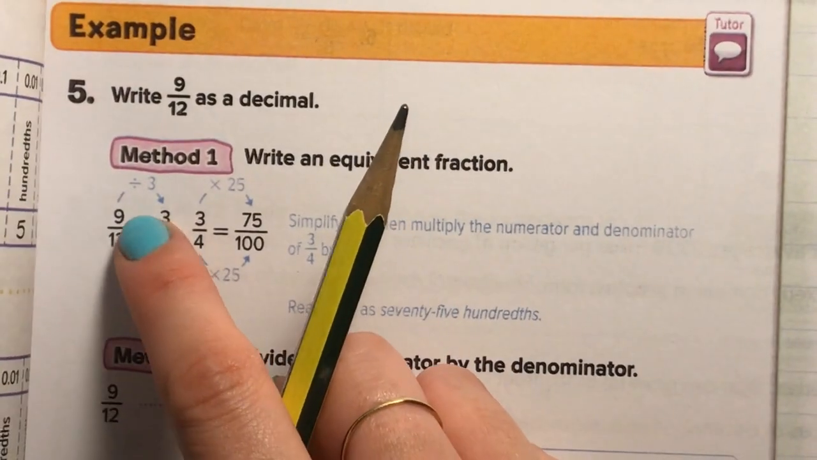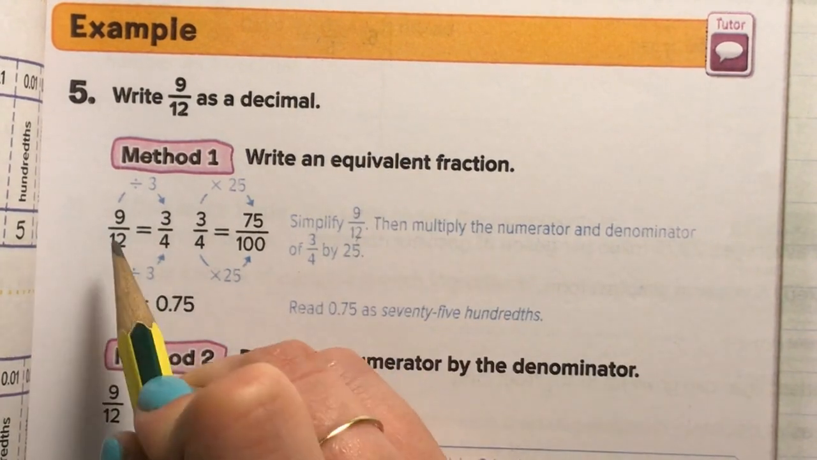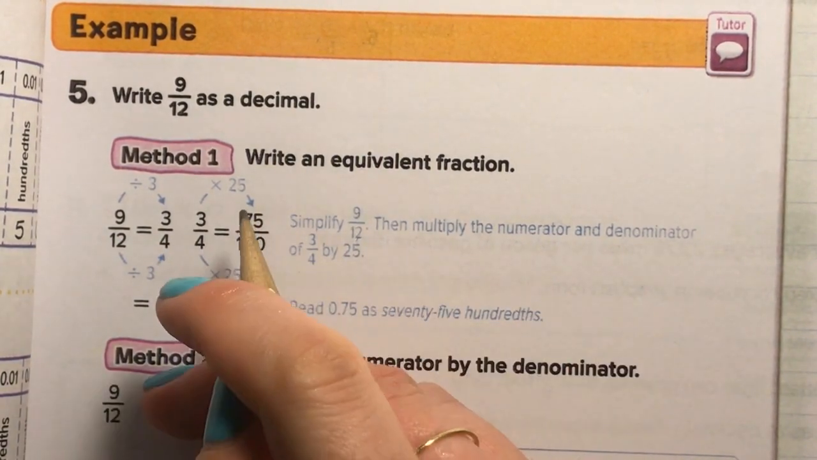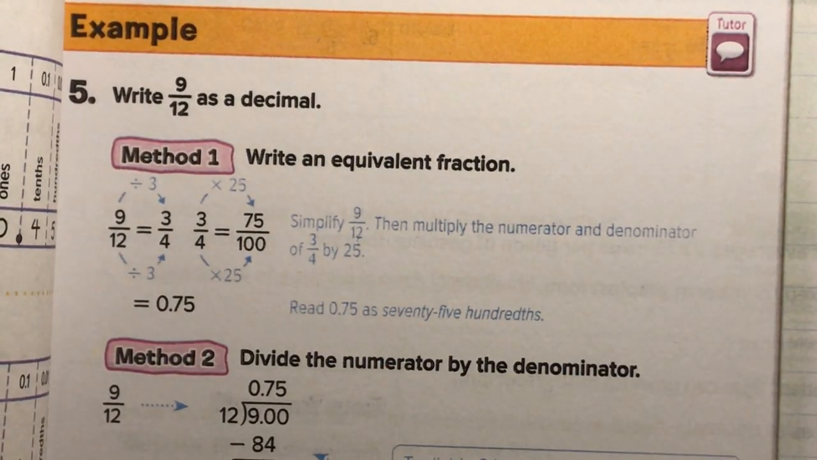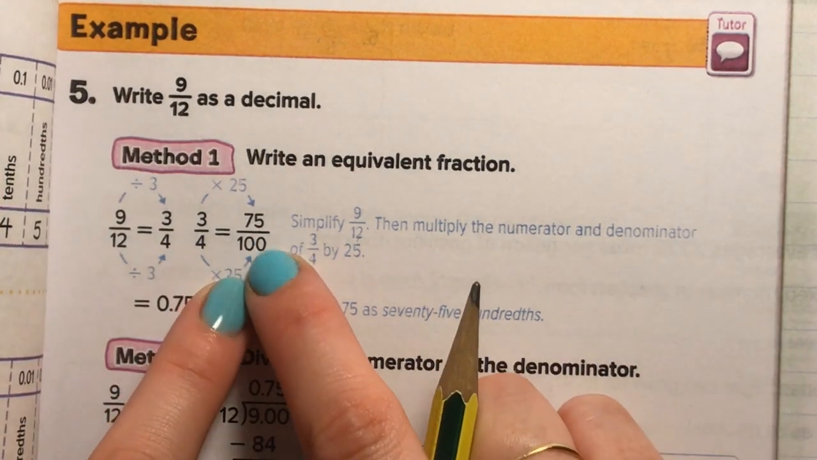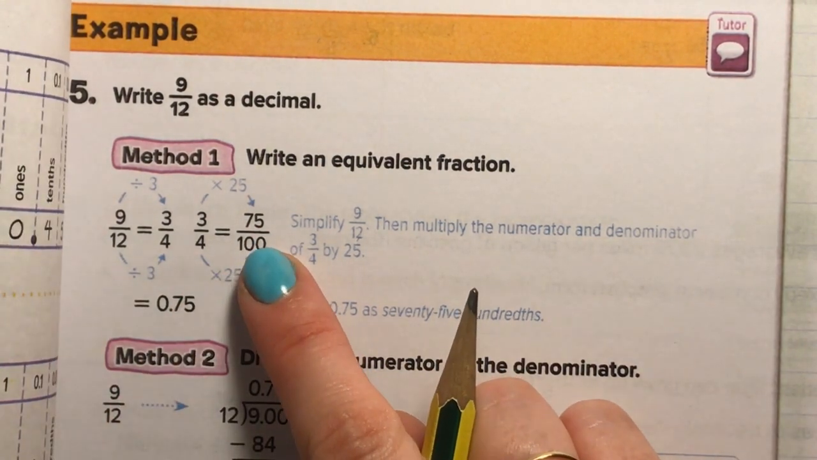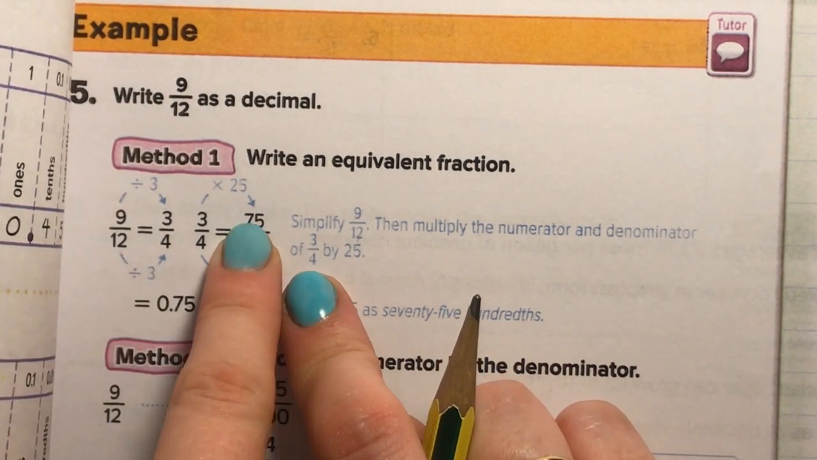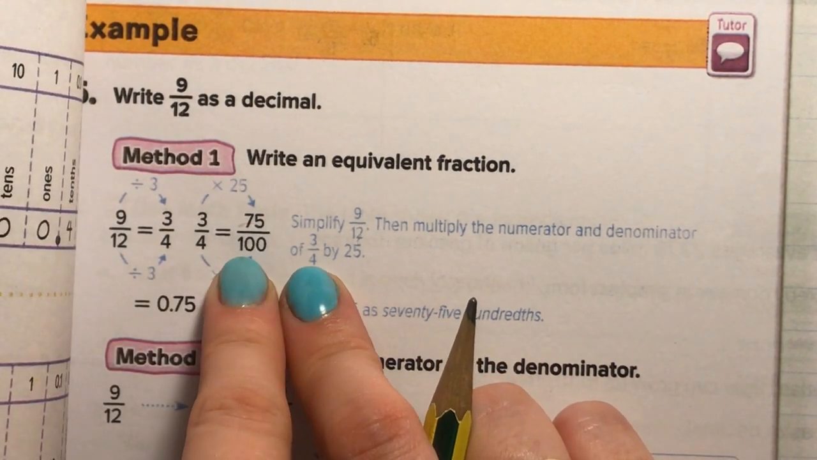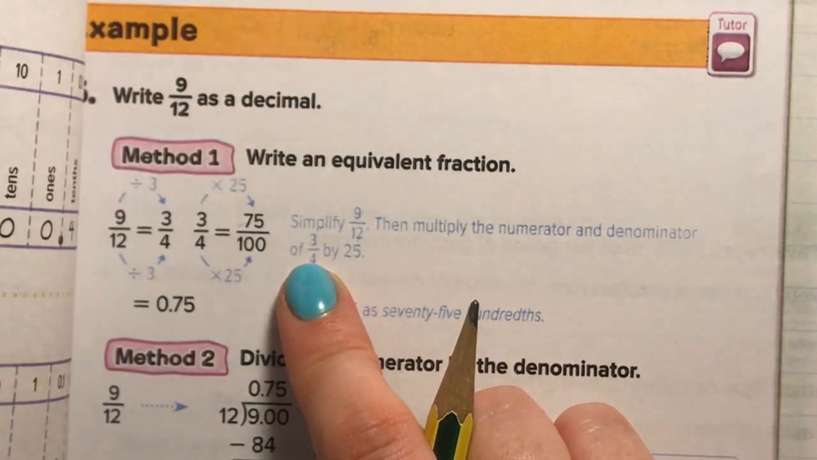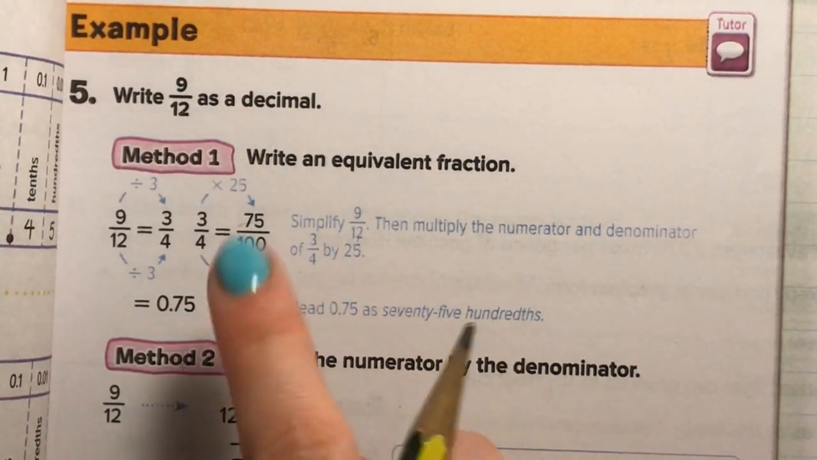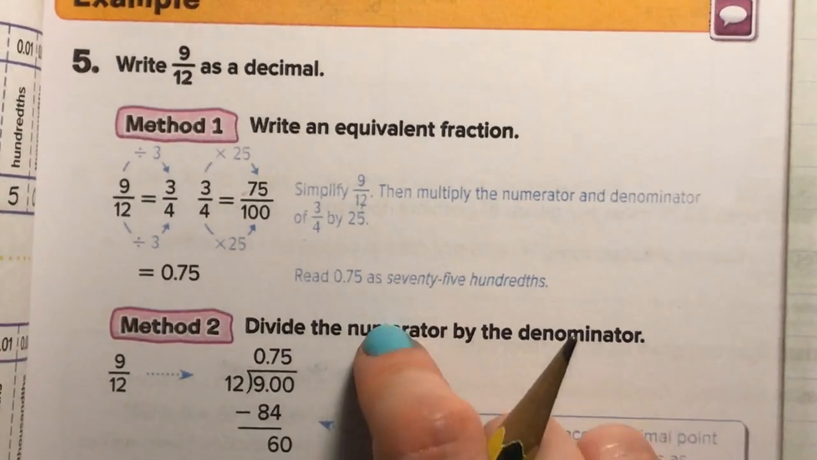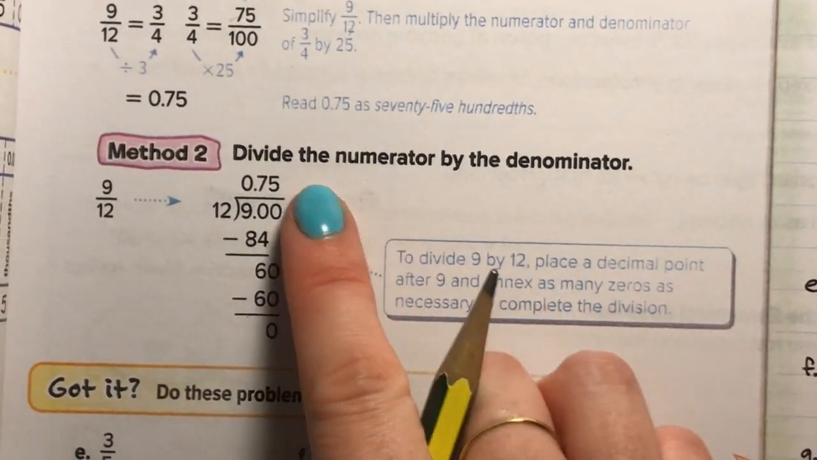9/12. You can see if you divide by 3, you're going to get 3/4. And you should know just automatically that 3/4 is the same as 75 out of 100. Remember, 25 plus 25 plus 25, that's 75. 100, 1, 2, 3, 4, 25s, okay? 3/4. This one you need to have memorized for sure. Or you could do it a different way.